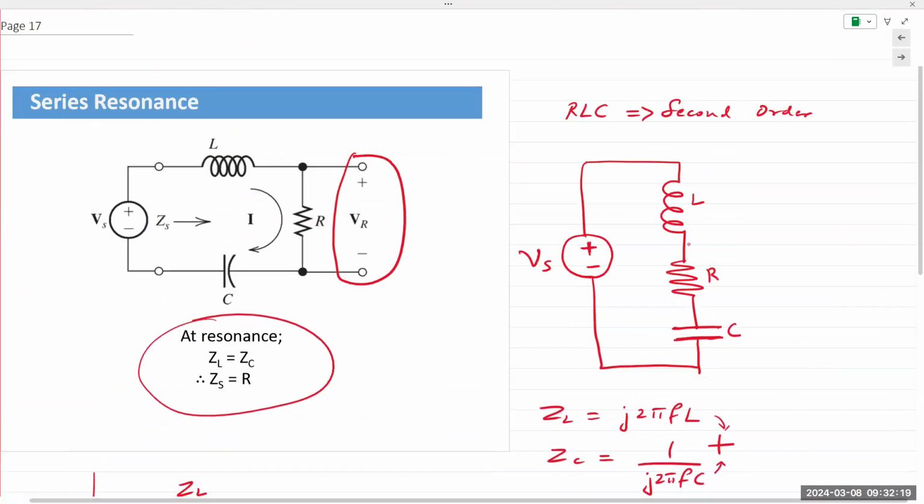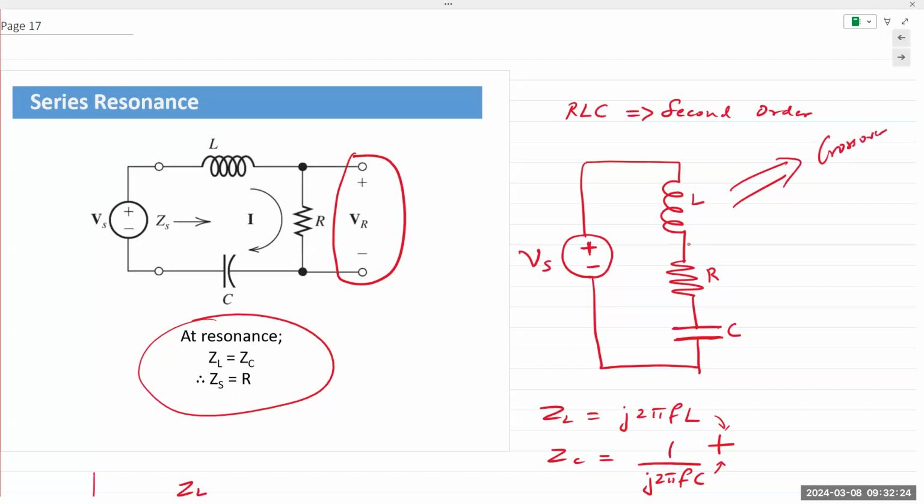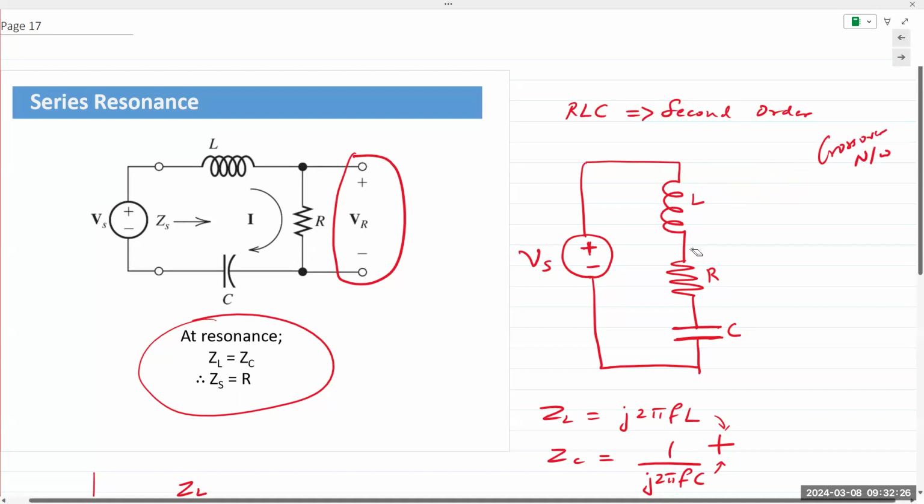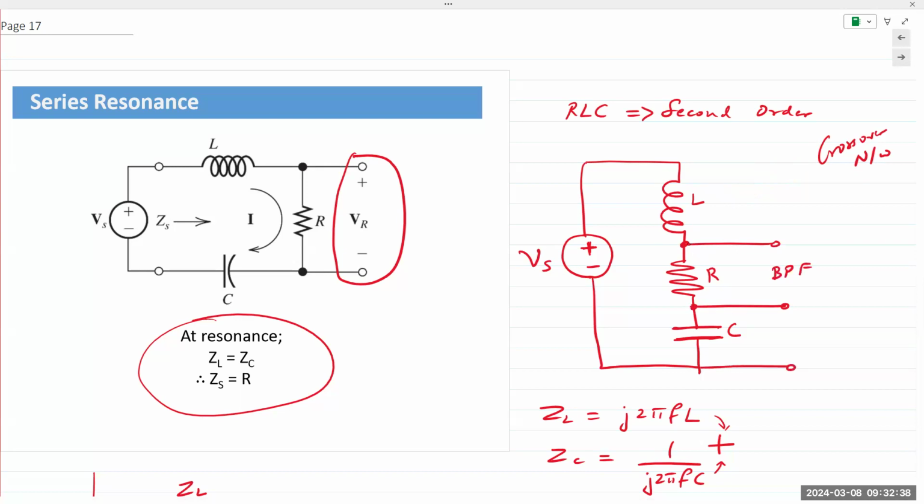This also is a crossover network. It is a crossover network. If you take the output across the resistor, it is a band pass filter. If you take the output across a capacitor, it is a low pass filter. If you take the output across the inductor, it is a high pass filter. Okay. It's the same filter that does the exact same thing.